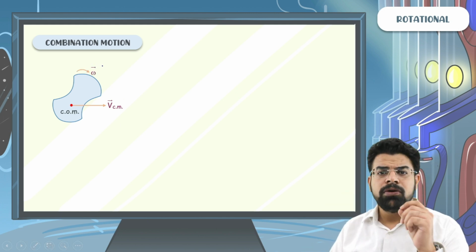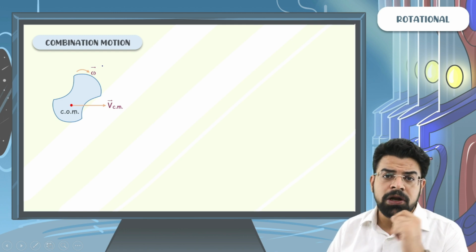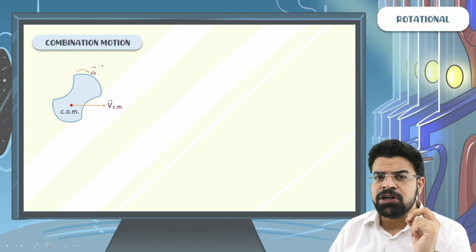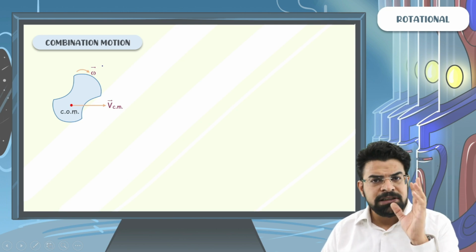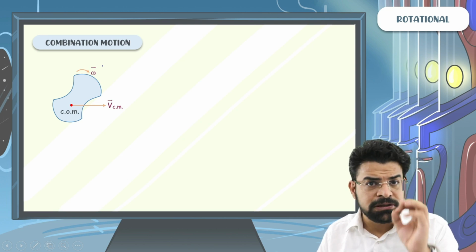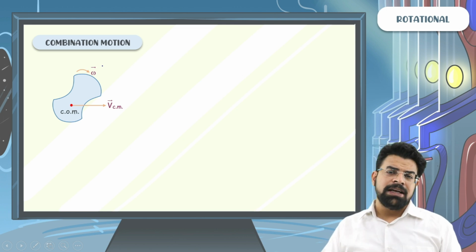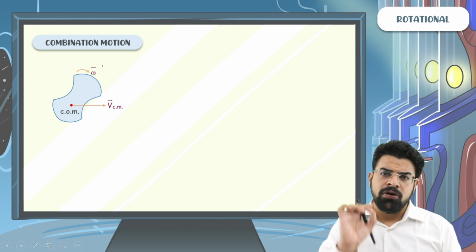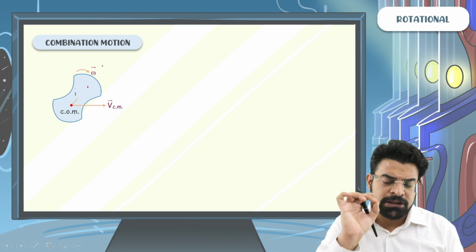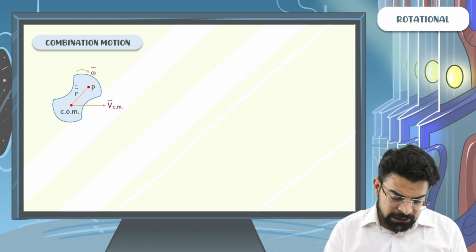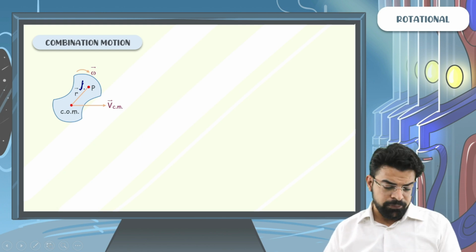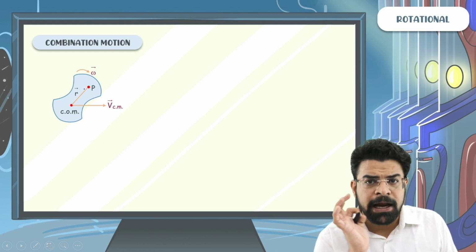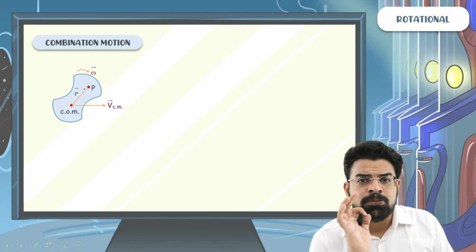Now, how will you write the velocity of a point on the body? How will you write the acceleration of a point on the body? And how will you write the kinetic energy of this body? These are the three things we are going to discuss in this particular hour. So let's say there is a random point on this body and that random point is named P, such that the position vector of this point P with respect to center of mass is given by r. Question is, how will you write the velocity of this point P?